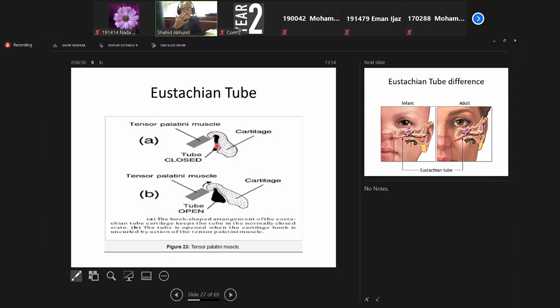Because when you are swallowing, can you swallow with your mouth open? It will be difficult. You can do that, but it will be difficult. Hence, when you use the tensor palatini muscle, which is during the time of swallowing, the tube opens. It kind of uncurls, like it is curled here, and it opens like a valve. Somebody mentioned this as a valve. It's because of the hook shape.